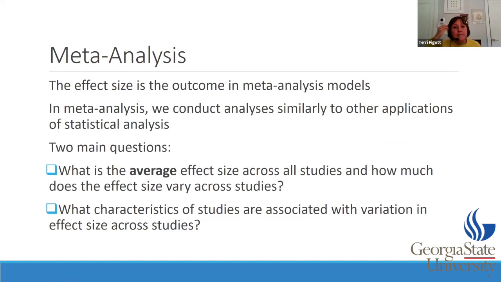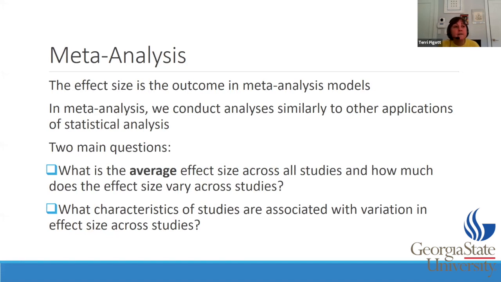So in meta-analysis, we use these effect sizes as our outcome or our response variable in our meta-analysis models. And in meta-analysis, we conduct analyses similar to other applications of statistical analysis. And we typically ask two main questions. Whenever we're doing a statistical analysis, we usually ask, what's the average? And the same is true in meta-analysis. Our first question is usually, what is the average effect size across the studies? And how much does that effect size vary across the studies?